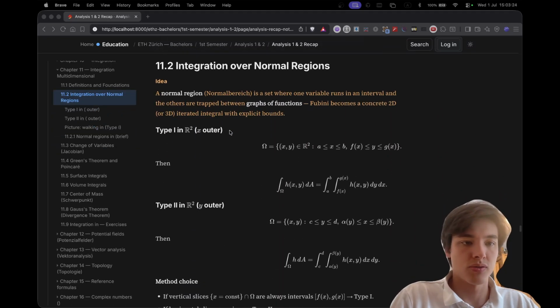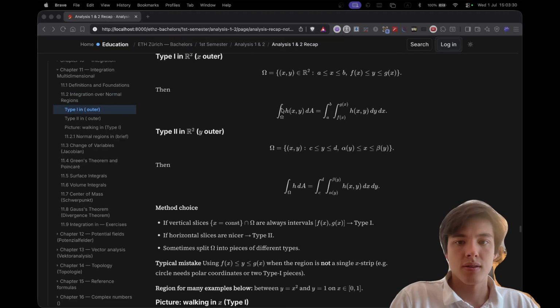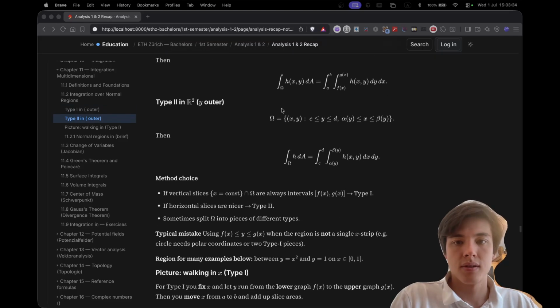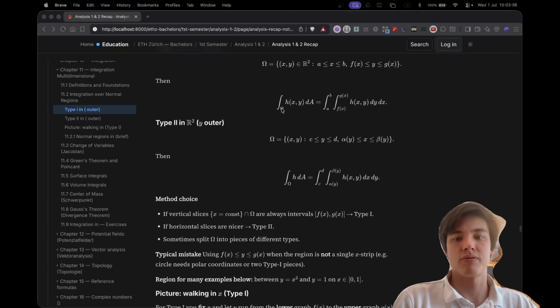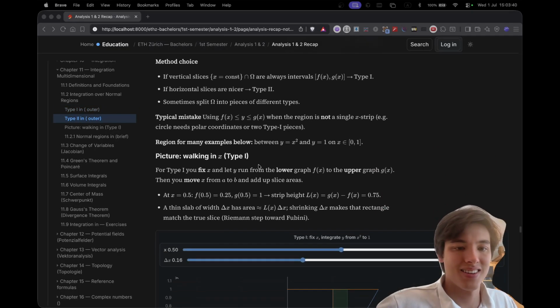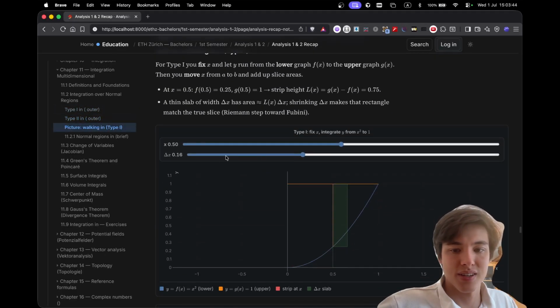Integrate over normal regions. Well, yeah, somehow motivation is so low. But yeah, I mean, here you see how to integrate it, and we walk through.